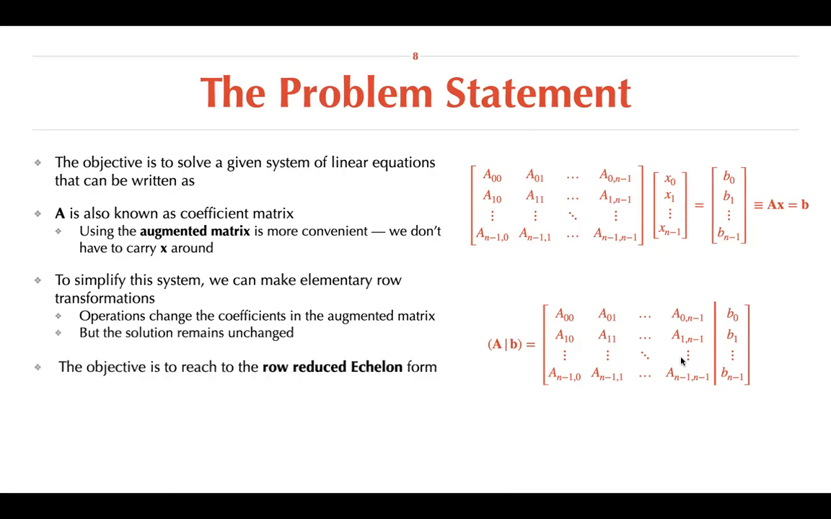So the final objective is to reach the row reduced echelon form, in which, if you consider this coefficient matrix, all the entries below the diagonal, the lower diagonal, are 0. Before going into the details of the method, let me also talk about elementary row transformations, because I will use these operations over and over again.